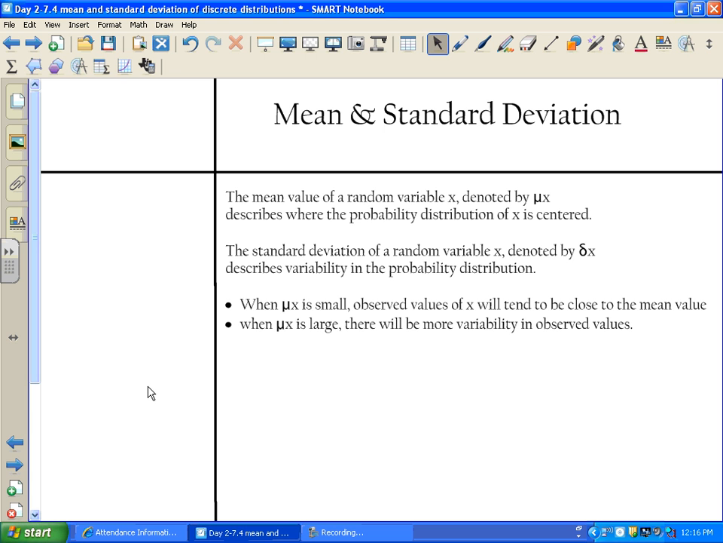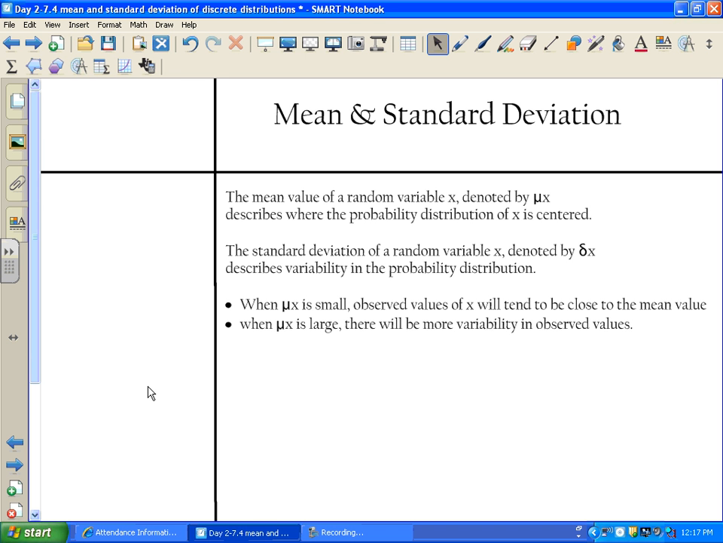I want to get back to mean and standard deviation. Remember, your normal distribution is for continuous data. I talked to you guys about continuous data a little bit earlier. And today we're going to look at discrete data, but we're going to compare it against the continuous model of the normal distribution. So you're going to see some things happen. You'll see some similarities, and you'll also see some differences.